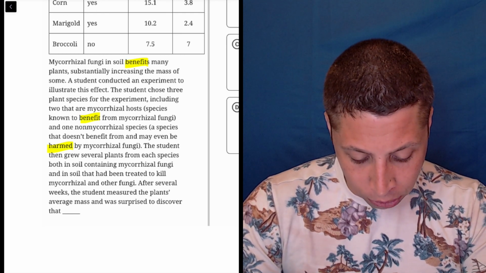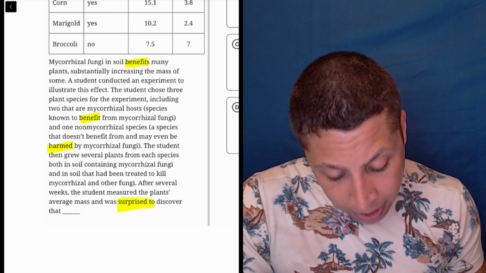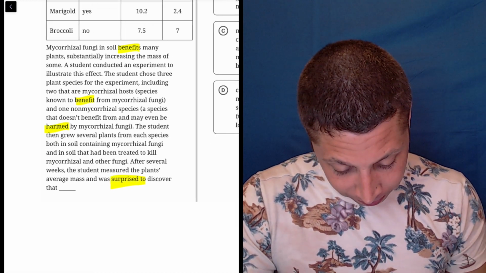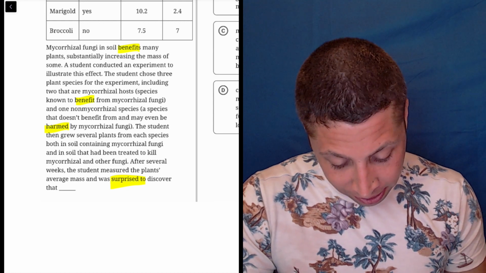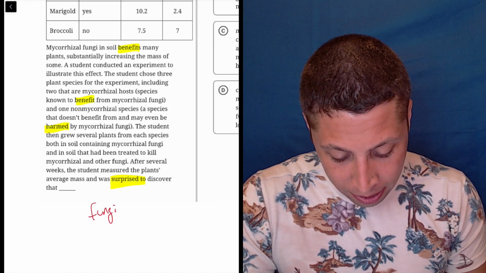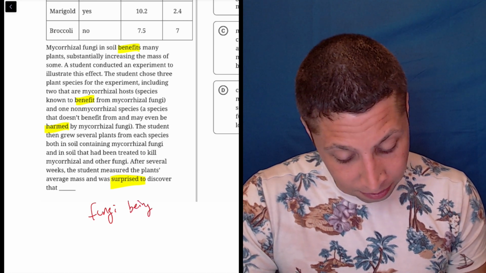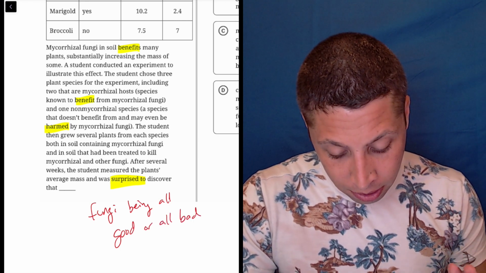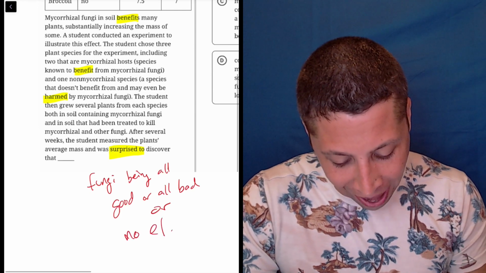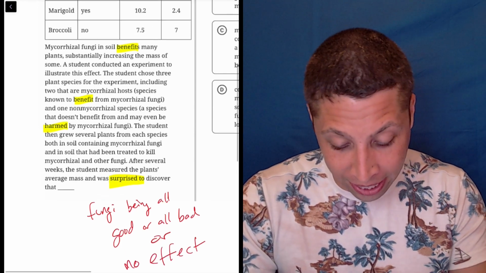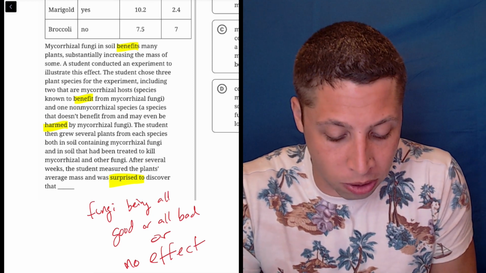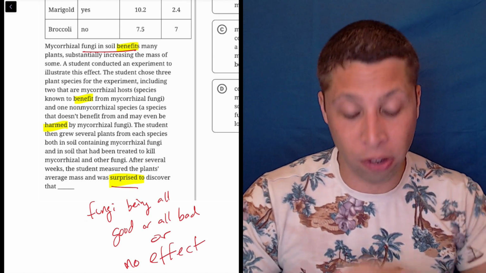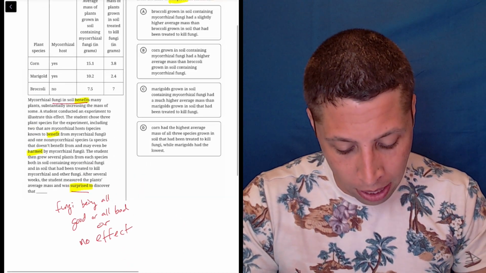So after several weeks, the student measured the plants' average mass and was surprised to discover, okay, so I'm going to guess here that basically there's something about the fungi being all good or all bad. That's my guess. Or having no effect. So basically, the original hypothesis was the fungi benefits many plants. So I'm expecting, since it's a surprise, they're going to contradict that in some way. There's a lot of ways to contradict that. Maybe I'm being a little too inclusive. But let's see what we get here.